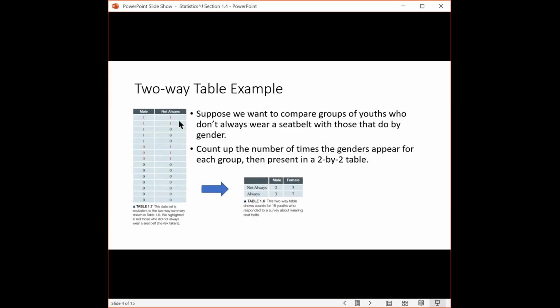Next we go to always. Those are going to be places where we get zero in the not always column, so it's false for not always. That's going to give us always. We've got three men who always wear their seatbelts, and then seven women. So we put three men who always wear their seatbelts, and then seven women. That's how we go through and construct a two-way table from our individual data.